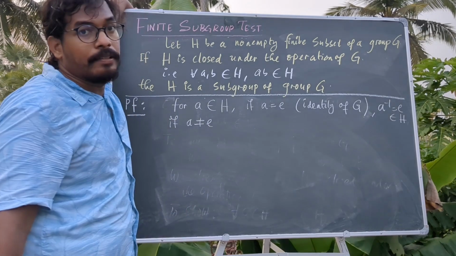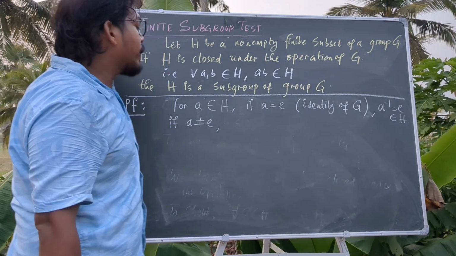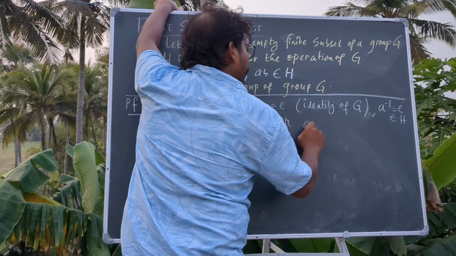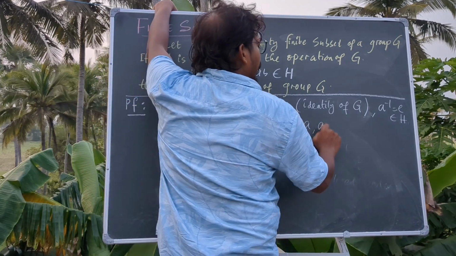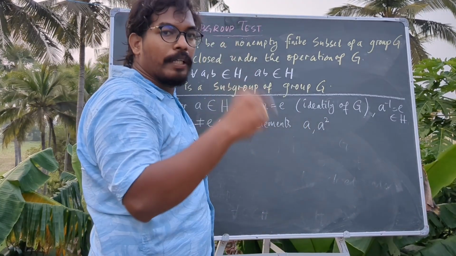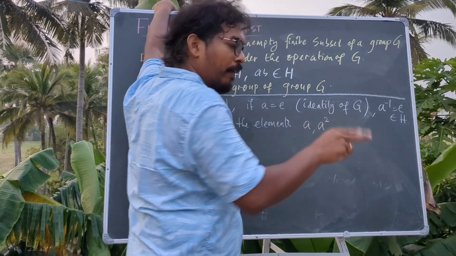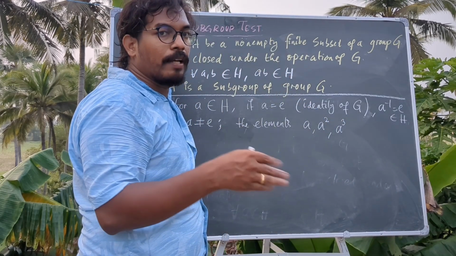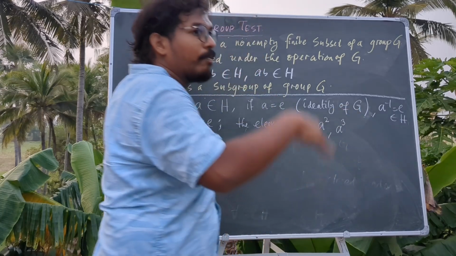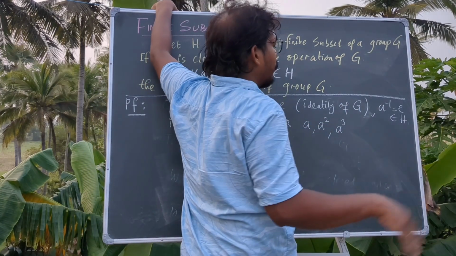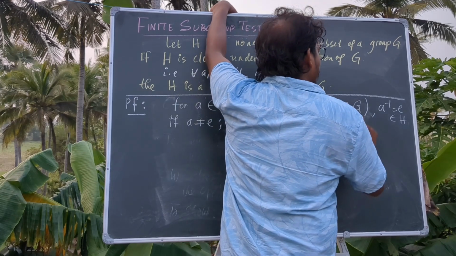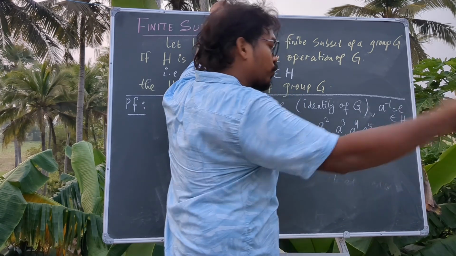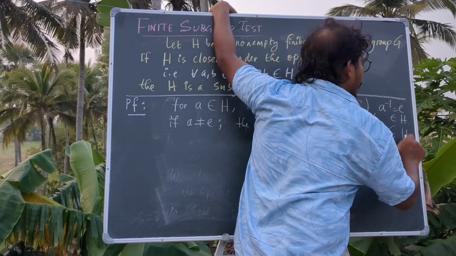If A is not the identity, let us see the elements A, A squared. A squared means A is operated with itself two times. A cubed. With associativity, we can write this as A cubed, and no need to put parentheses. Similarly A to the 4, A to the 5, A operated with itself 4 times, A operated with itself 5 times, and so on. All of these belong to the subset H.